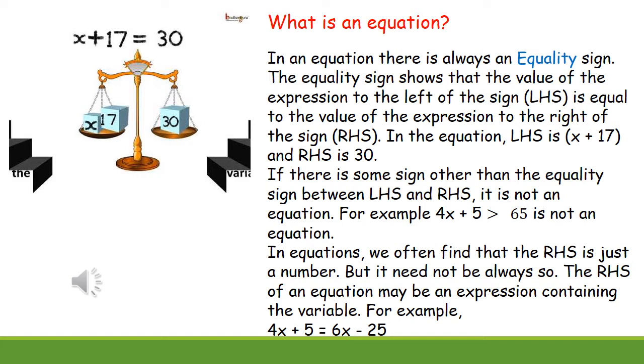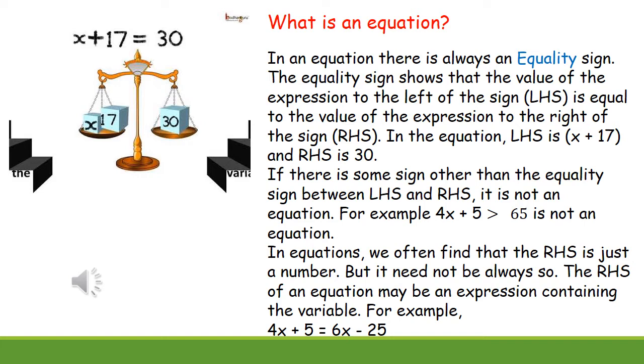In the figure, we can see a pan balance. On the left hand side pan, there are two blocks, x and 17. So when we add them, we get x plus 17. And on the right hand side pan, there is one block named 30. As the pan is balanced, both the sides have the same value. So we can write it as x plus 17 is equal to 30. In this equation, LHS is x plus 17 and RHS is 30.